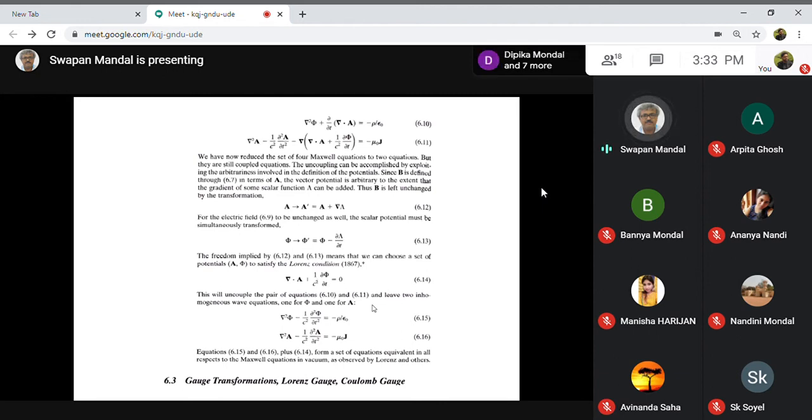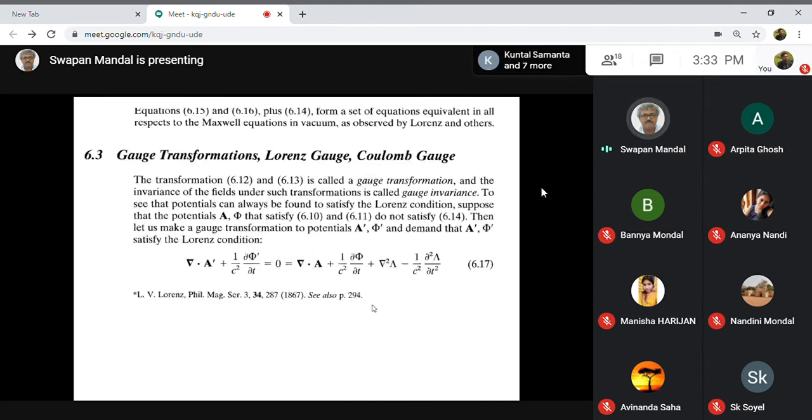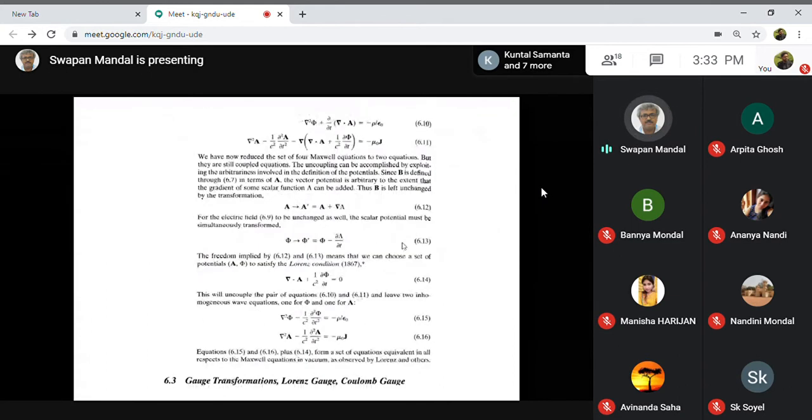Now let us come to the Lorentz gauge condition again. Just look at the Lorentz condition once again. I have the Lorentz condition, divergence of A plus 1 by c square del phi del t, and I told you that lambda is a free choice. Lambda is a scalar function, and this is a free choice. So let me have some idea about the choice. How can I go for that?